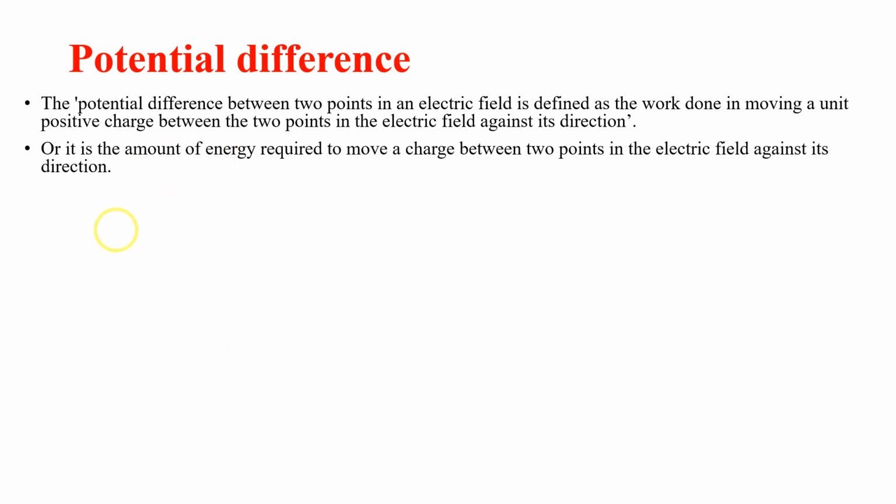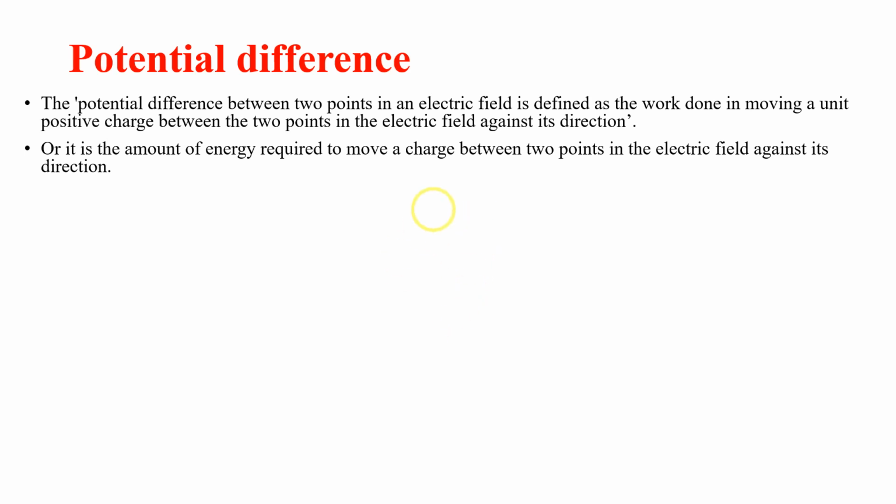Because if there are two points where the charges are at different potential, then definitely we need to do work to maintain the potential difference. There is a requirement of energy to maintain the potential difference between 2 points. Is that clear? So the energy required to maintain the potential difference, or the energy required to move a charge in an electric field between 2 points, is called potential difference.